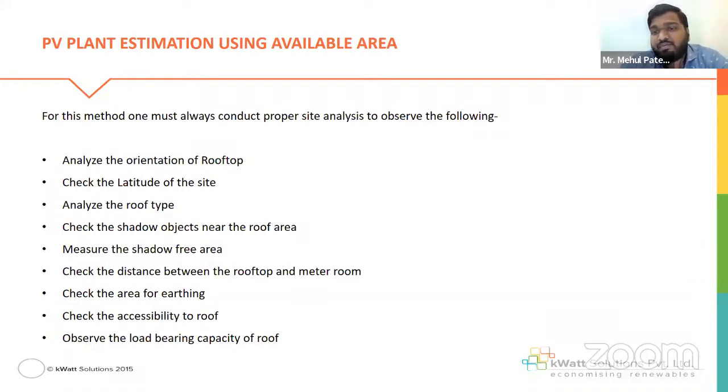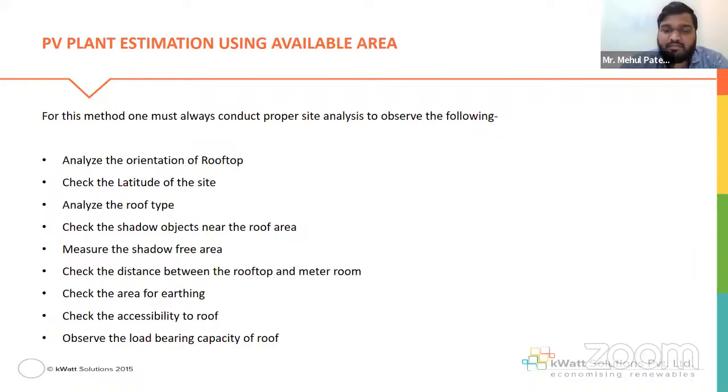Accessibility to the roof: how you're going to lift the solar panels, heavy inverters, etc. on top of the roof, on the terrace. The structures are very heavy, so how you're going to take them up to the terrace, whether you need to use a crane or you will have a service lift, etc. And the load bearing capacity of the roof. When I say heavy solar panels and heavy structure, you also need to consider that if the building is old, what will be the load bearing capacity of the roof. So these are the parameters that are important when a person is doing a physical site survey.